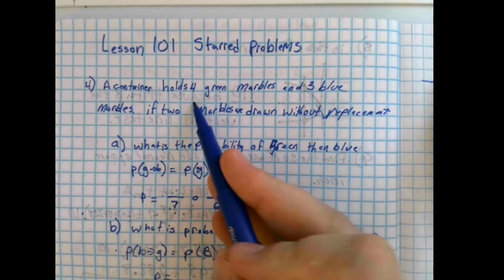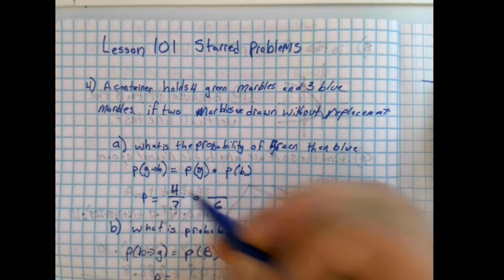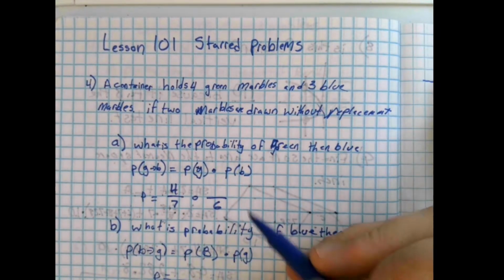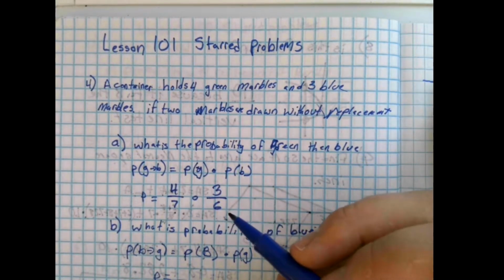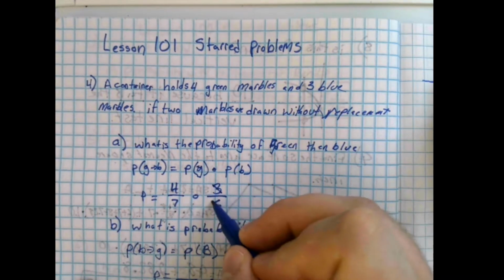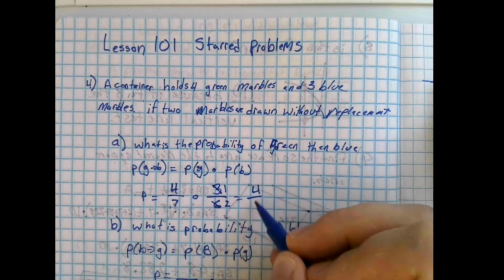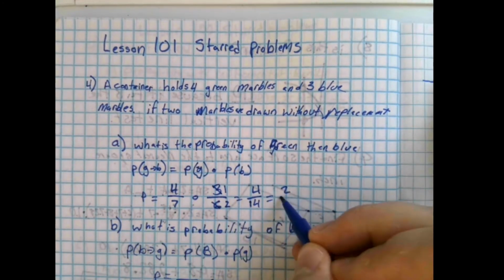Well, if there are 4 and 3 marbles, altogether there are 7. Of those 7, 4 of them are green. If I take out 1 marble, there are now 6, and of those 6, 3 are blue. Now, we can simplify this down to 1/2, which will give us 4 over 14, which we can reduce to 2 over 7.